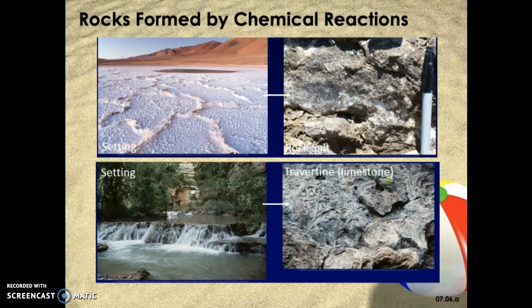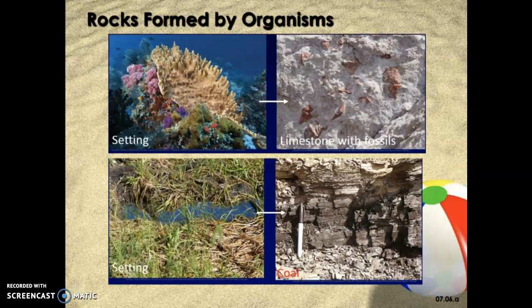So rocks formed by chemical reactions, they show here an evaporite deposit, which is in this case rock salt, but it could be gypsum, and there are some other minerals that deposit that way as well. And then they show a setting where you have hot water that's evaporating, and you can get some limestone out of that. In this case, it's called travertine limestone. So that's a non-organic limestone.